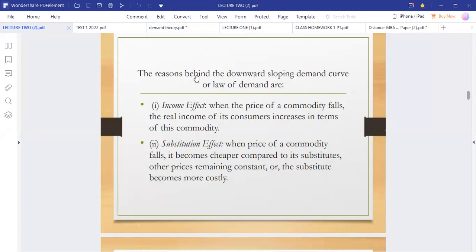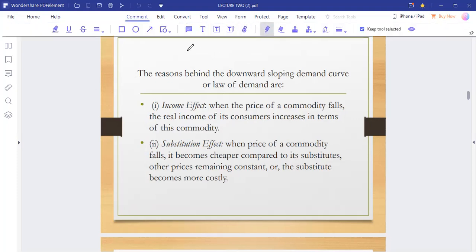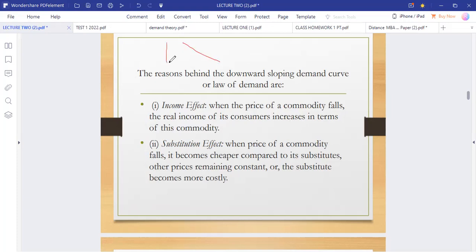Okay, great. So we mentioned also that besides the fact that demand is downsloping, there are two effects behind that. There's what we call the income effect. This is when the price of a good falls, the real income of the consumer will increase in terms of commodity. That's why we have a downsloping curve. So it increases the purchasing power. So at the base here, where the price is low, the purchasing power is high, so we buy more goods.